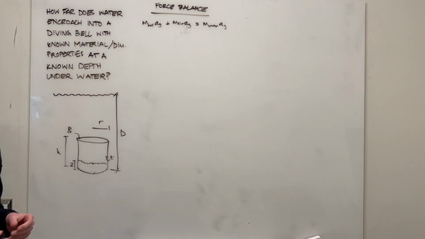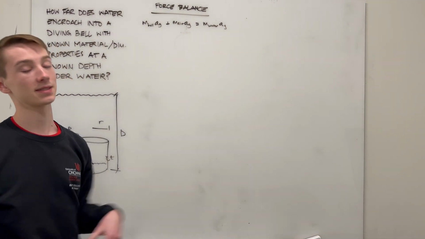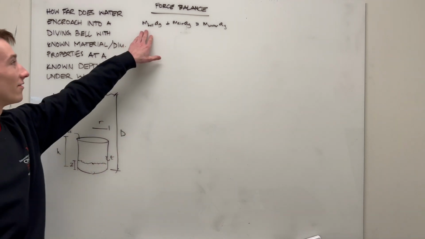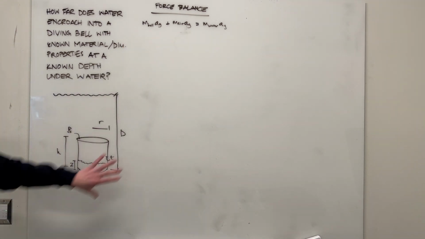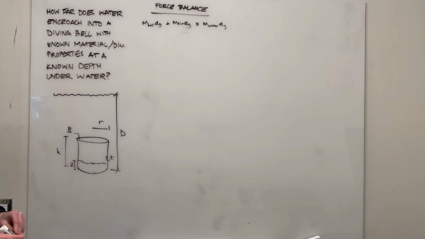That's as simple as it gets. It's our force balance equation, right? Well, we're going to make this a lot more complicated and put these variables in terms of these variables. So let's go ahead and do that now. Well, what's the mass of the bell?